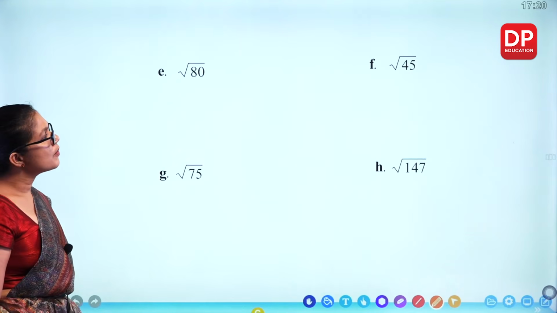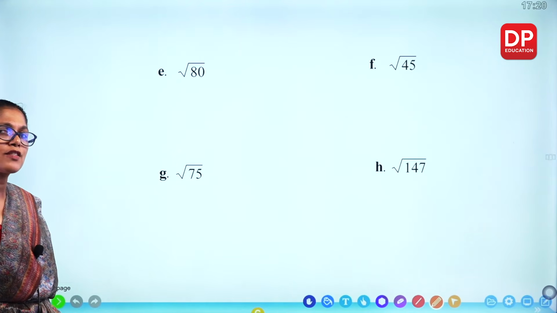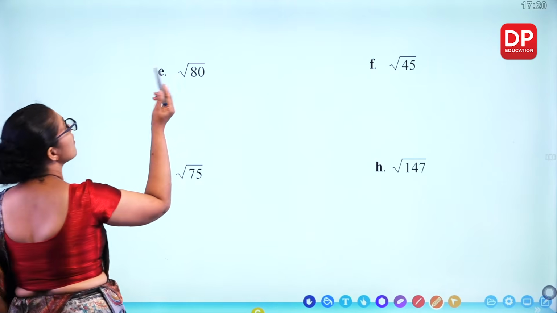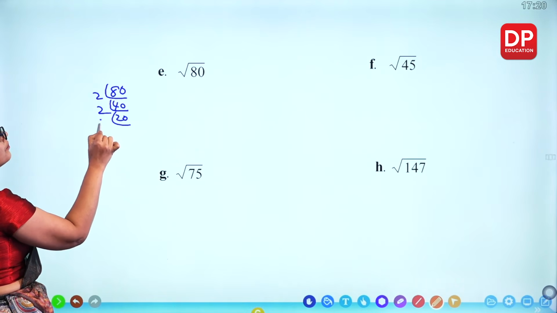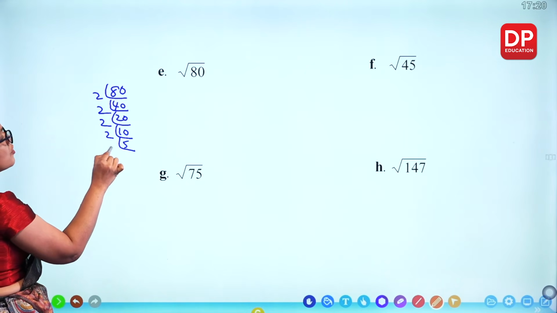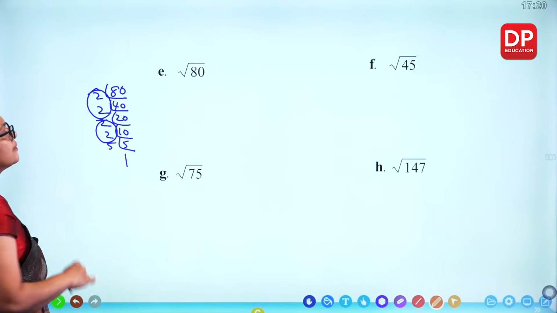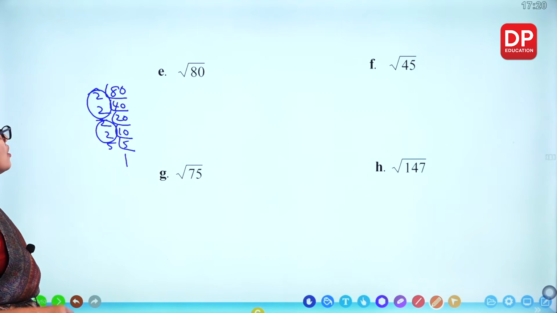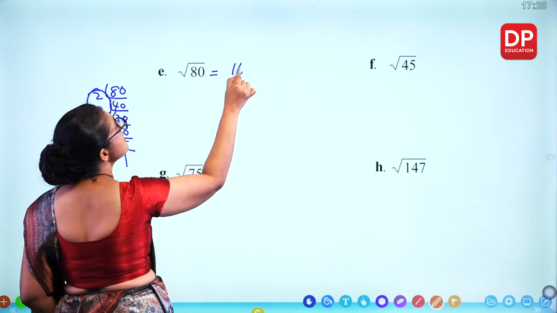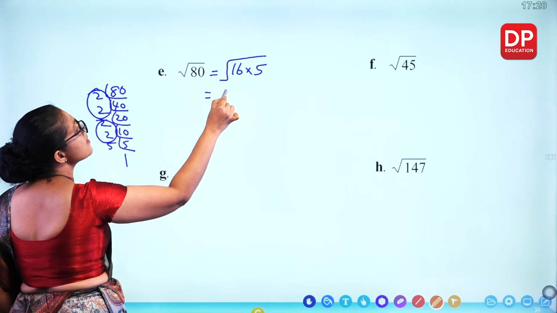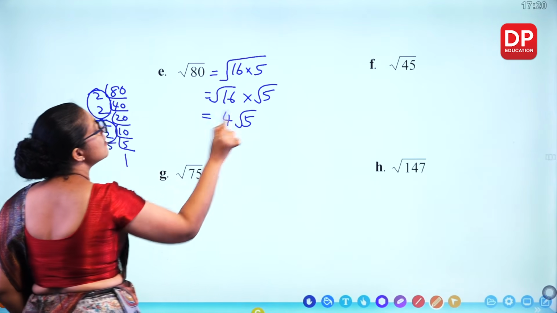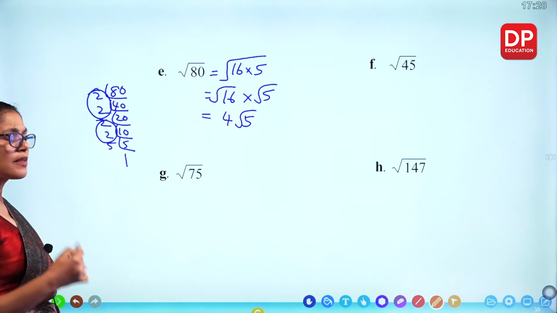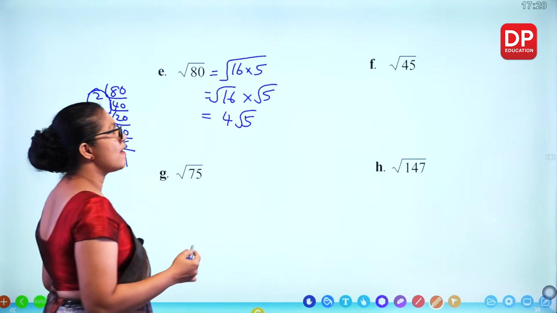Now we'll look at the other questions. Root 80. What's the square number? If you can't figure it out, divide and see. So when you are dividing by 2's, how many pairs are there? You get 2 pairs of 2. 2 times 2, 4. 4 times 4, 16. So the number is 16 times 5. So what's the square root of 16? That's 4. So what's the answer? 4 root 5.